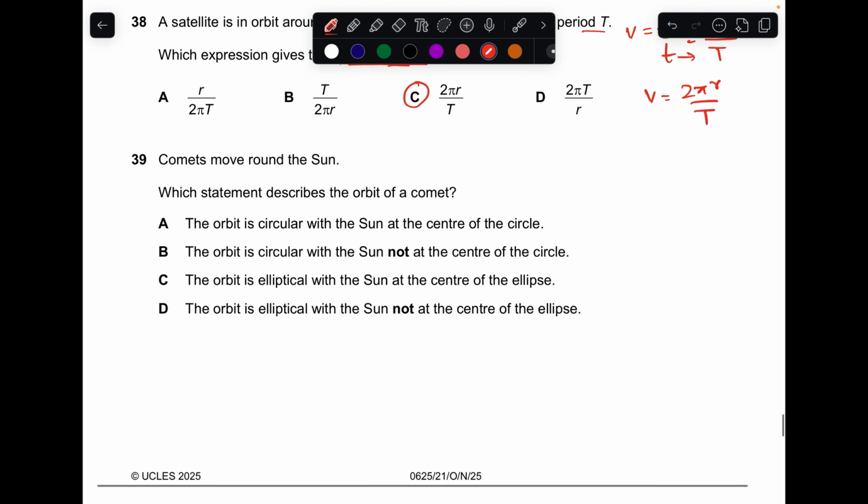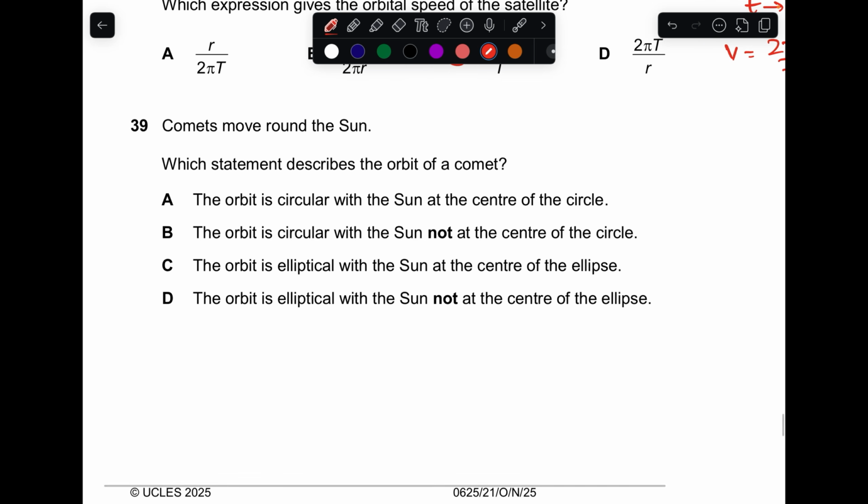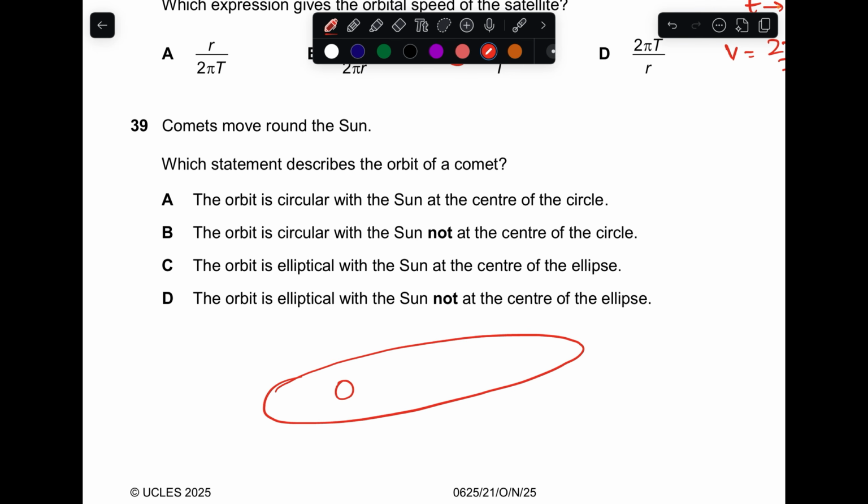In question 39, comets move around the sun. Which statement describes the orbit of a comet? So comets are moving around the sun in an elliptical orbit, and the sun is not at the center of it. That you have to keep in mind. They will move like this, and the sun is somewhere there. Okay, so this is the comet. So it's option D that is correct.